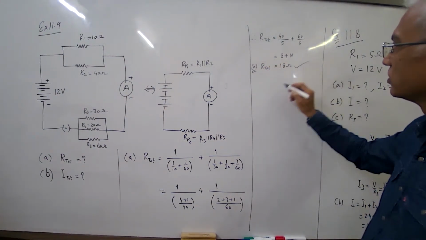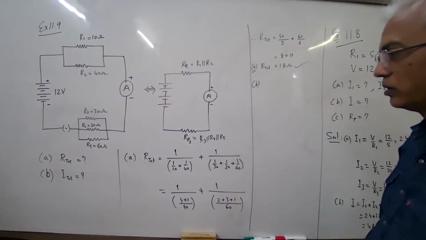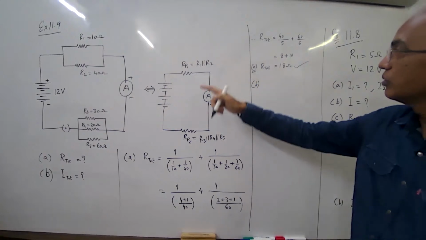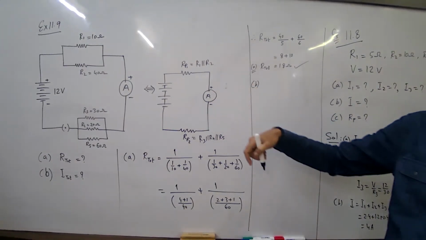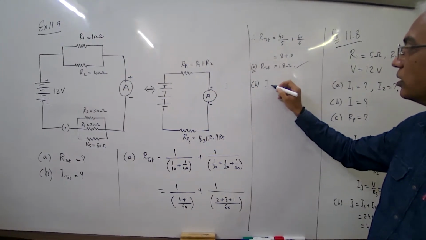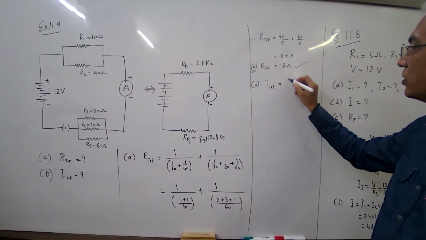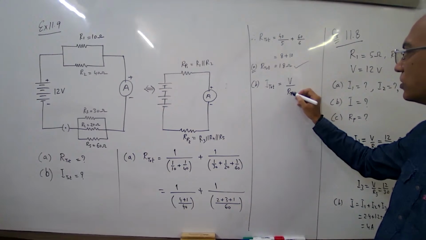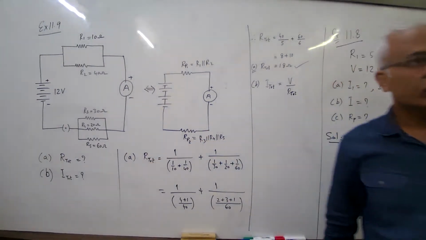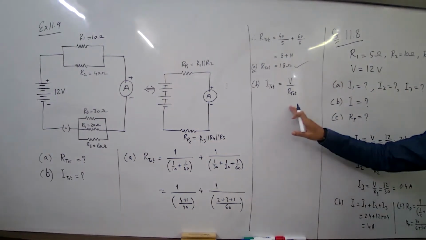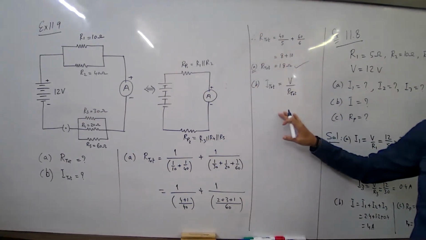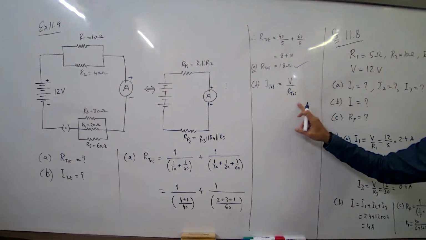Part B. What is I total? So now that you have got the total resistance, so by Ohm's law, I total will be V by R total. Isn't it? Because I is the total current they are asking. So apply Ohm's law straight away. You don't have to separately calculate current. V by R total, isn't it? Okay?